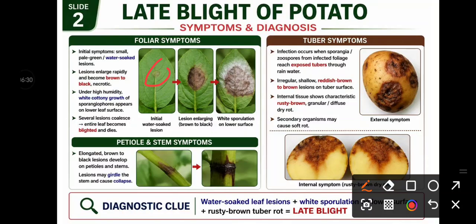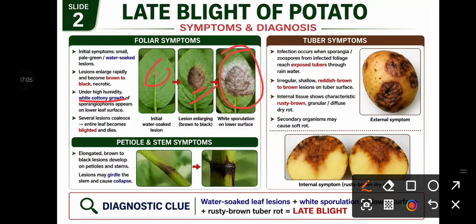It will become brown to blackish in color, like you can see in this photo. And when high humid condition is there, on the downside of that necrotic lesion you will get cottony growth, white cottony growth you can see. This is nothing but the sporangiophore, which is containing the sporangia. This is the sporulating structure of the fungi that look like white cottony growth.